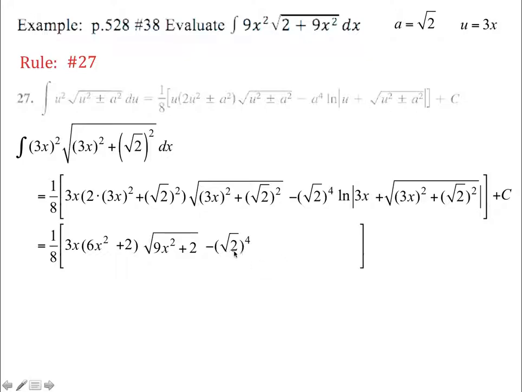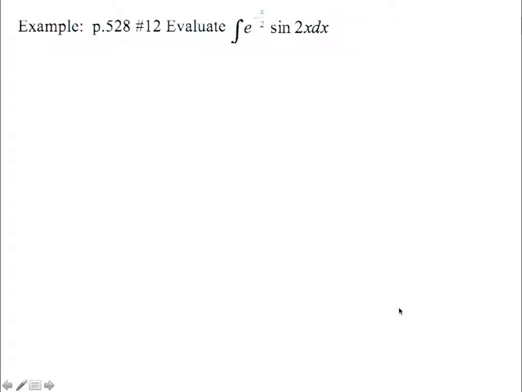Oh, I didn't simplify it. That's weird. But if you simplified it, that would be 4. Natural log, and then 3x plus, and then I'm going to change this radical back to 9x squared plus 2, plus c. So these get lengthy and complicated looking, but that's okay. We're not going to really do much with them other than that.